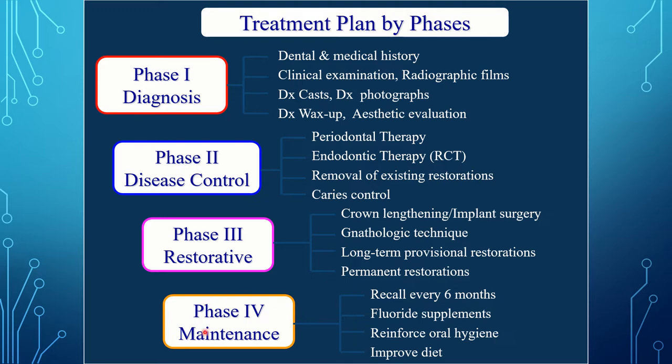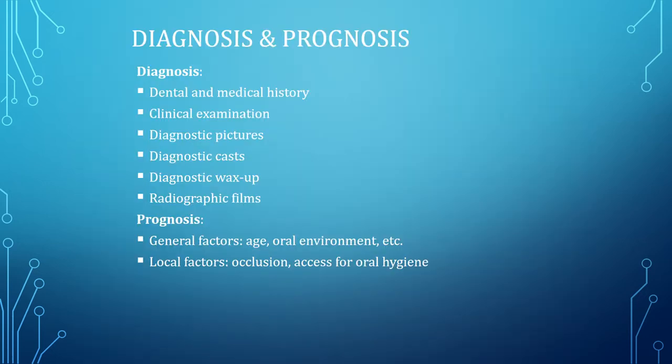Coming to phase four, that is the maintenance phase. Yes, we do say it, and not many patients follow it. We should recall every 6 months. Some patients only come when they have problems, and that's also fine, but ideally they should visit the dentist every six months. In the maintenance phase, fluoride supplements, if required, can be given, oral hygiene reinforced, and diet improved. All of this comes in the maintenance phase, guys. It can be reinforced to the patients and talked about in detail. We'll be taking it up more in detail.